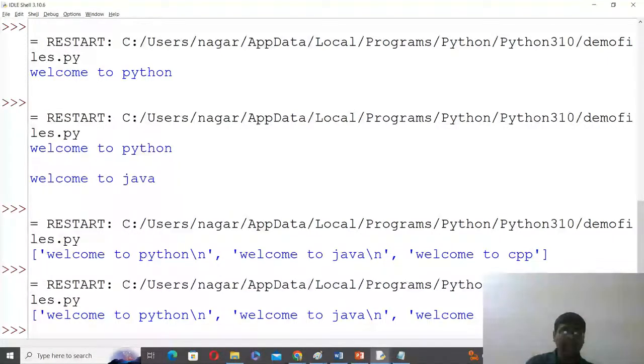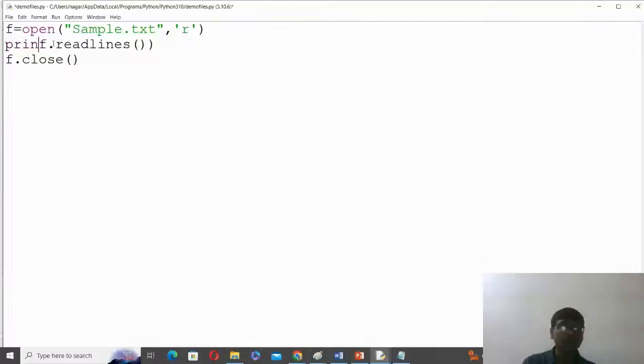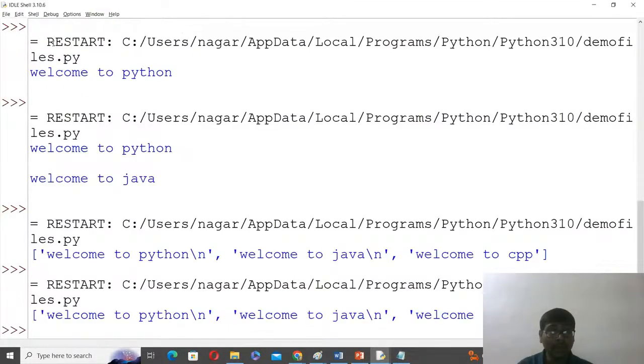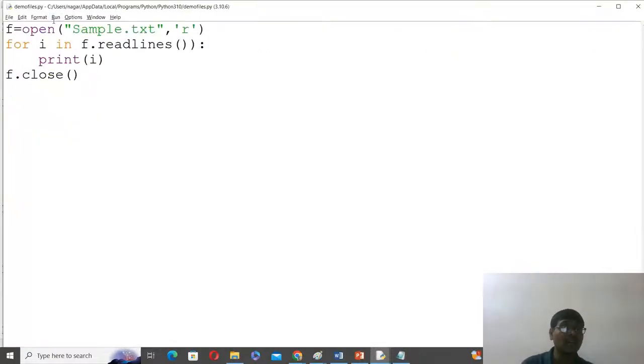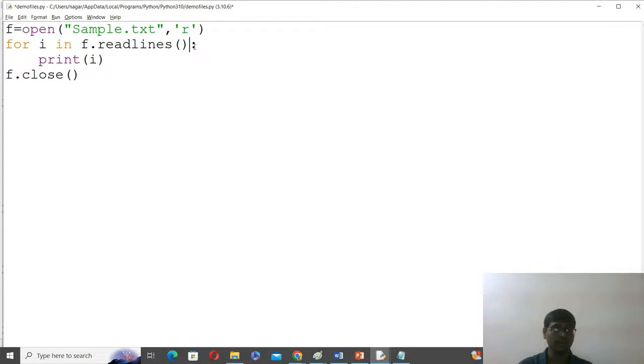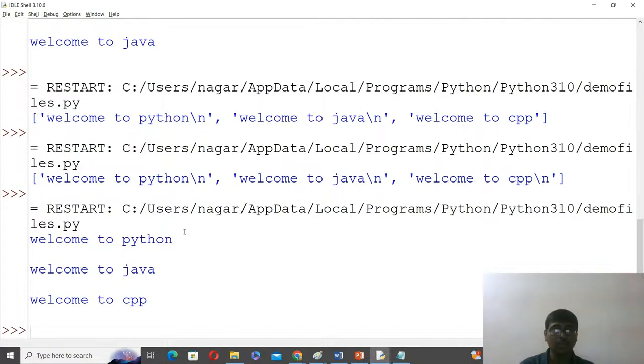That is the point. For example, you can use a for loop also. For i in f.readlines(), print i. What happened? f.readlines() means a list of elements. How many elements? Now my list consists of 3 elements. In the first iteration, this value is taken. Next iteration, this value. Next iteration, this value. That is not a problem. See, Welcome to Python slash n is executed. Welcome to Java slash n. Welcome to CPP slash n.